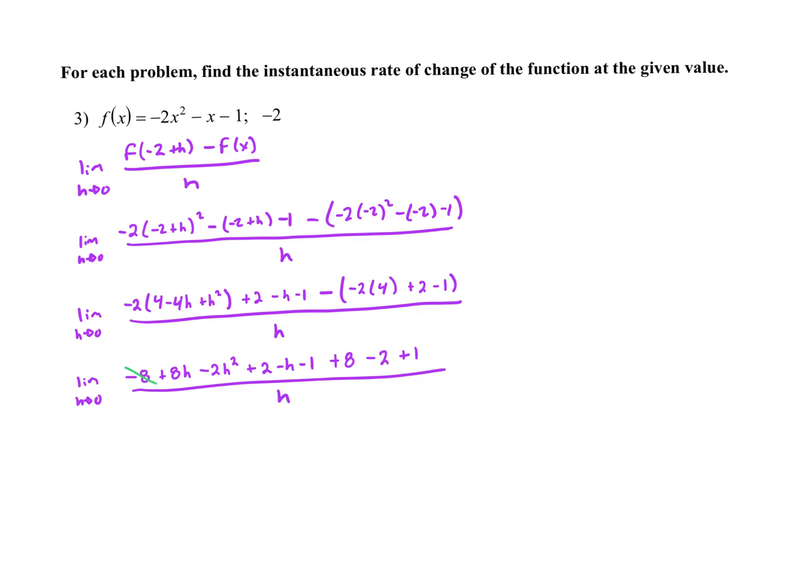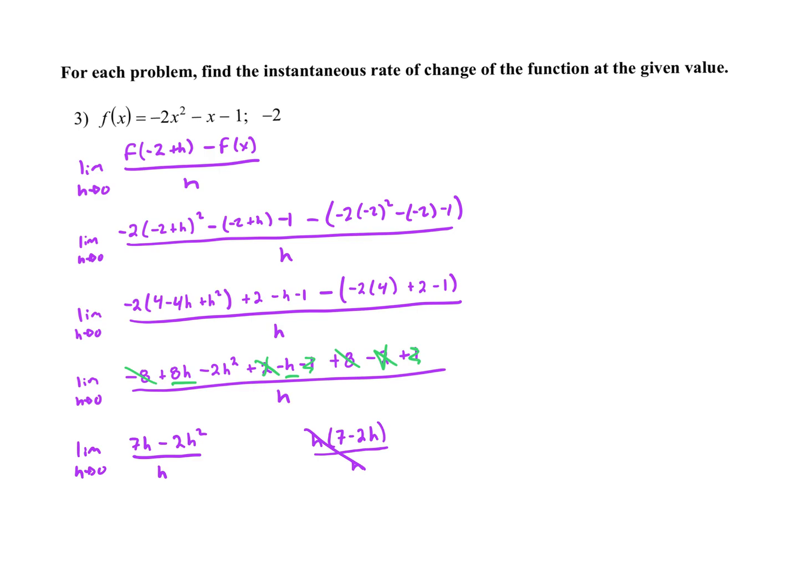Notice I have a -8 and a +8. I have a +2 and a -2. I have a -1 and a +1. I can combine that 8h and a -h, so this is going to give me the limit as h approaches 0 of 7h minus 2h squared all over h. If I factor out the h on the top, I would have h times 7 minus 2h over h.